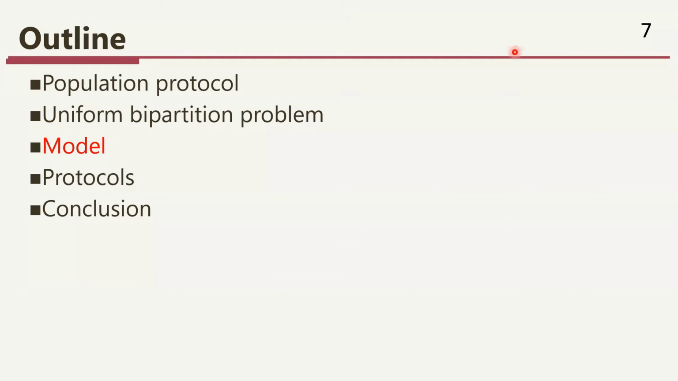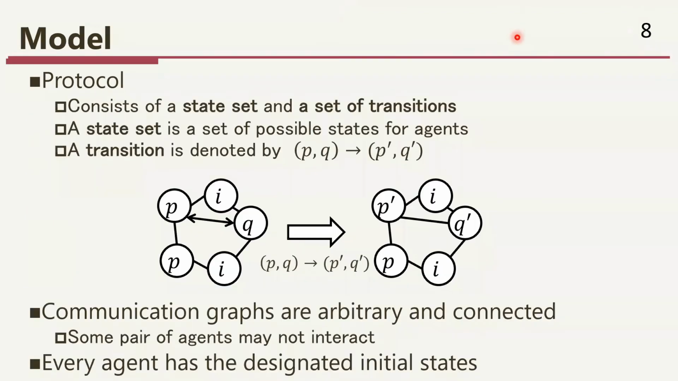Now I'll explain our model. A protocol consists of a state set and a set of transitions. A state set is a set of possible states for agents. A transition is denoted by this, which means that when an interaction occurs between an agent with state P and an agent with state Q, they update their states to P' and Q' respectively.